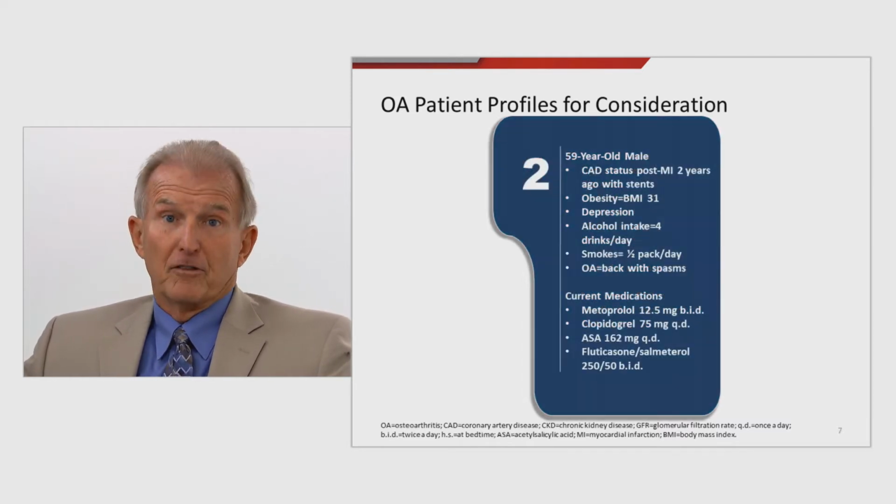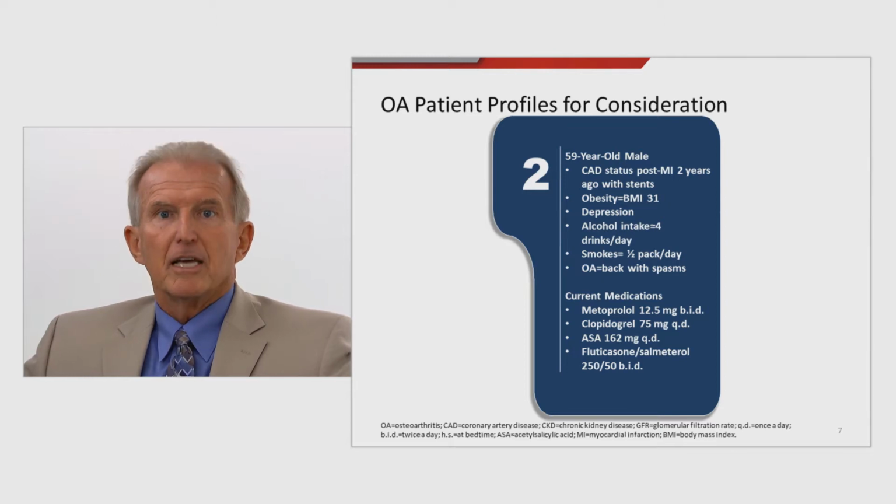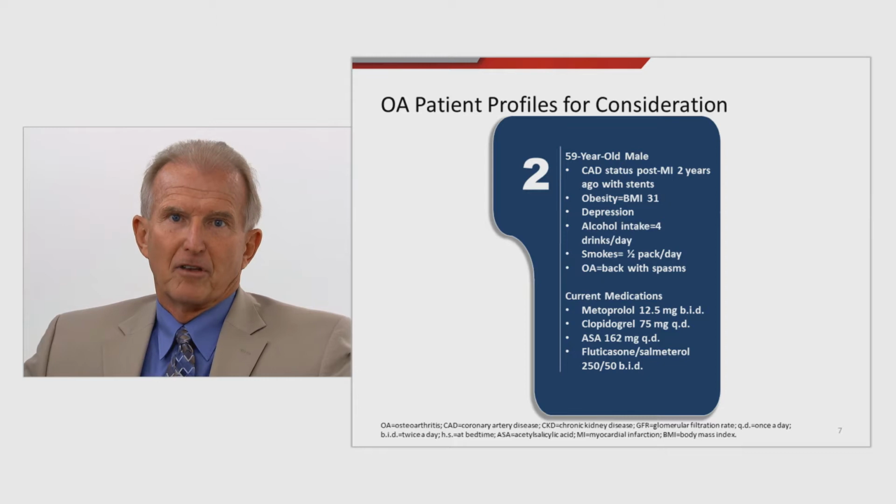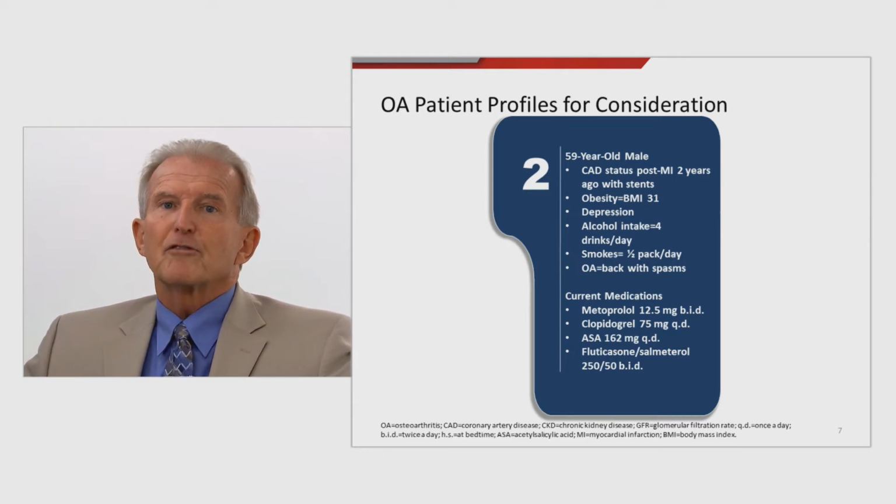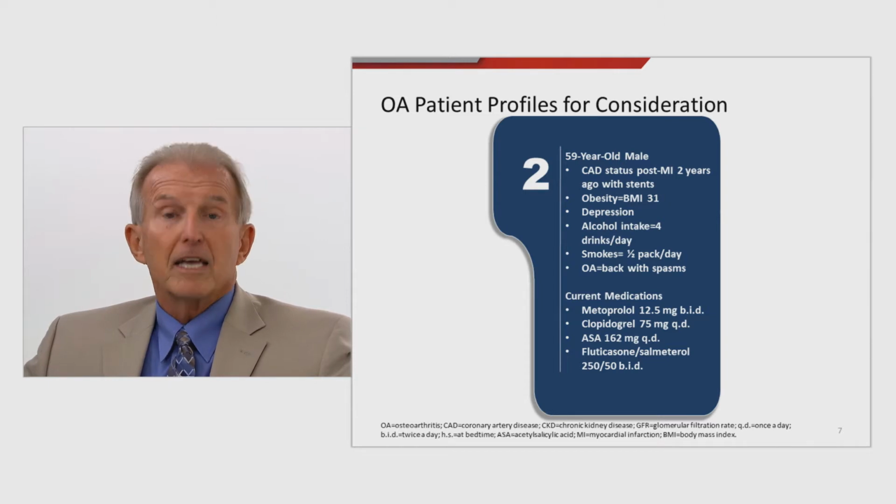The second patient is a 59-year-old male who has coronary artery disease and had an MI 2 years ago requiring stents to be placed. He is obese with a BMI of 31. He's also depressed. That has led him to abuse alcohol, where he admits to at least 4 drinks a day. He continues to smoke cigarettes, although he did go from 2 packs a day down to a half a pack a day, and feels that to be quite an accomplishment.